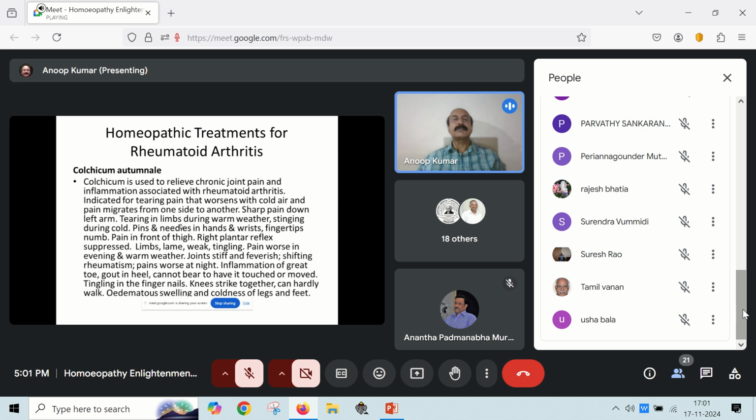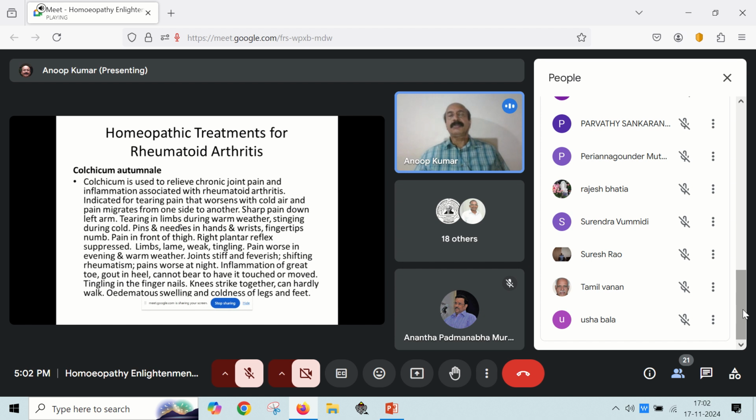Next is Colchicum. Colchicum is used to relieve chronic joint pain and inflammation associated with rheumatoid arthritis, indicated for tearing pain that worsens with cold air, and pain that migrates from one side to another. Sharp pain down the left arm, tearing in the limbs during warm weather, stinging during cold times, and pins and needles in the wrist and hands, fingertips will be numb, pain in the front of the thigh. Then the thighs, the right plantar reflexes suppressed.